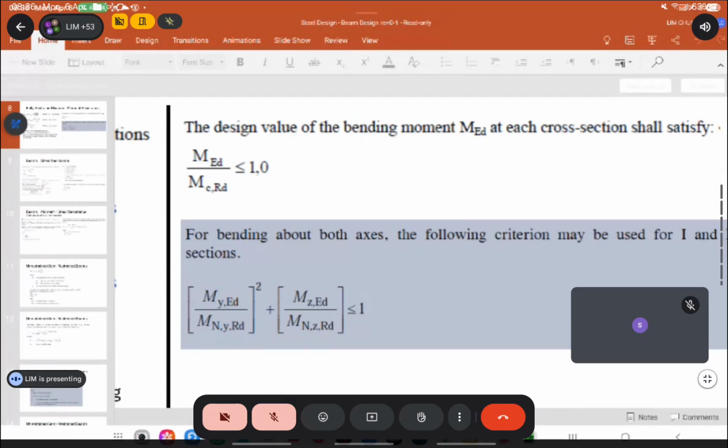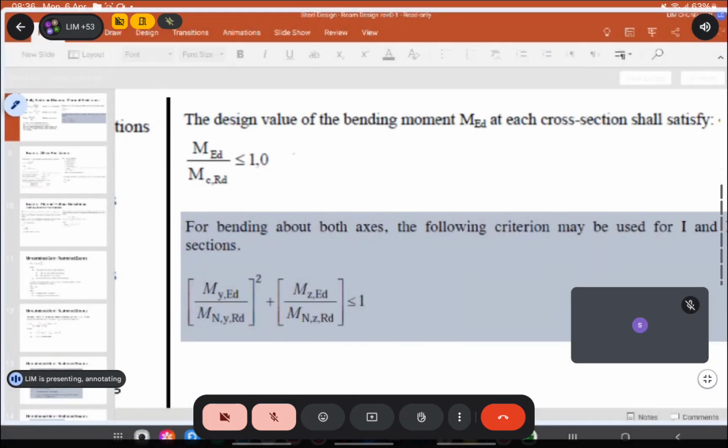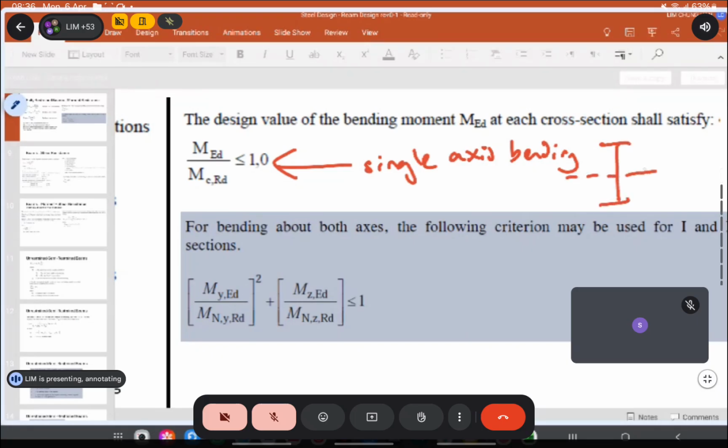Now, obviously this formula is for single axis bending. You're only checking MED. So if your bending is about the y-axis, then you check the whole thing about the y-axis. You calculate the MED for the y-axis, and you calculate the MCRD for the y-axis.